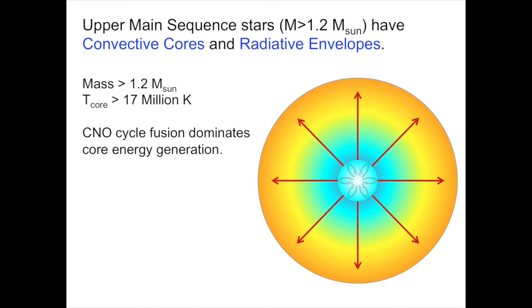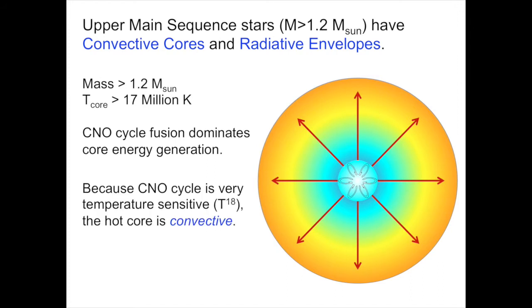What marks the dividing line between the lower and upper main sequence is the point at which the CNO cycle fusion chain dominates core energy generation. In the lower main sequence, it's predominantly proton-proton chain. In the upper main sequence, it's essentially CNO cycle.